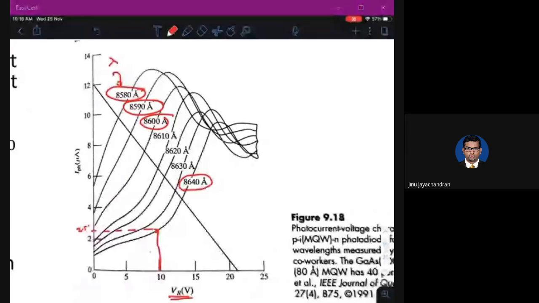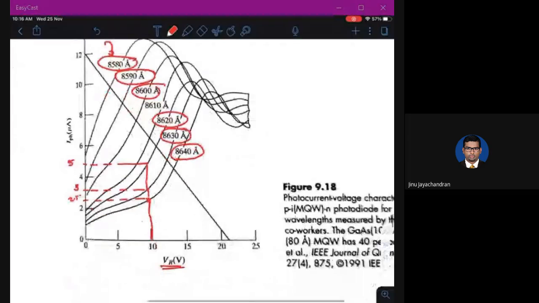Now, at the same reverse bias voltage, if the current is approximately 3 microamps, then the wavelength incident is 8630 angstrom. At 10 volt, if the current is 5 microamps, then the wavelength incident is 8620 angstrom. So by setting a reverse bias voltage and looking at the photocurrent, you can say what the wavelength is that is incident.